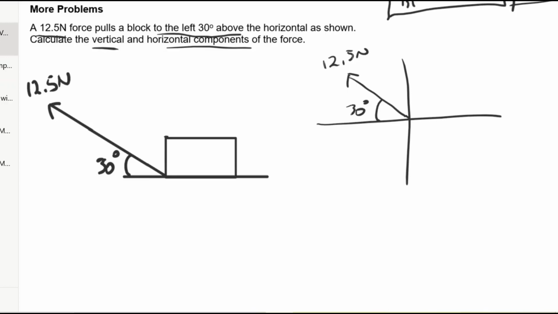Now, the force is in the second quadrant. In the second quadrant, y is positive. Therefore, the vertical component of this force is going to be pointing up, and the horizontal component is going to be pointing to the left. Okay, so this is going to be the direction of Fy, and this is going to be the direction of the horizontal component, Fx.